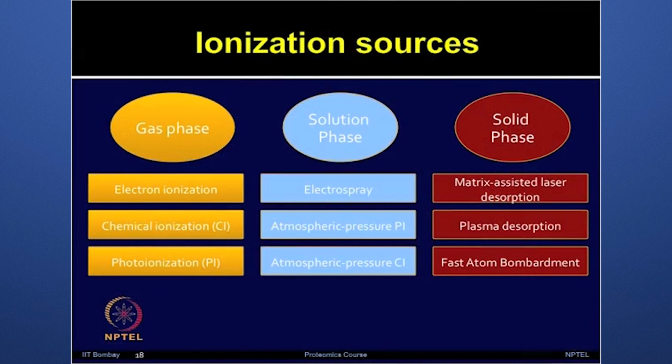With the gas phase, electron ionization, chemical ionization and photoionization are the more commonly used ionization sources. With the solution phase, electrospray, atmospheric pressure ionization and atmospheric pressure CI are the more commonly used. With the solid phase, MALDI or matrix assisted laser desorption ionization, and plasma desorption are the more commonly used solid phase ionization sources.